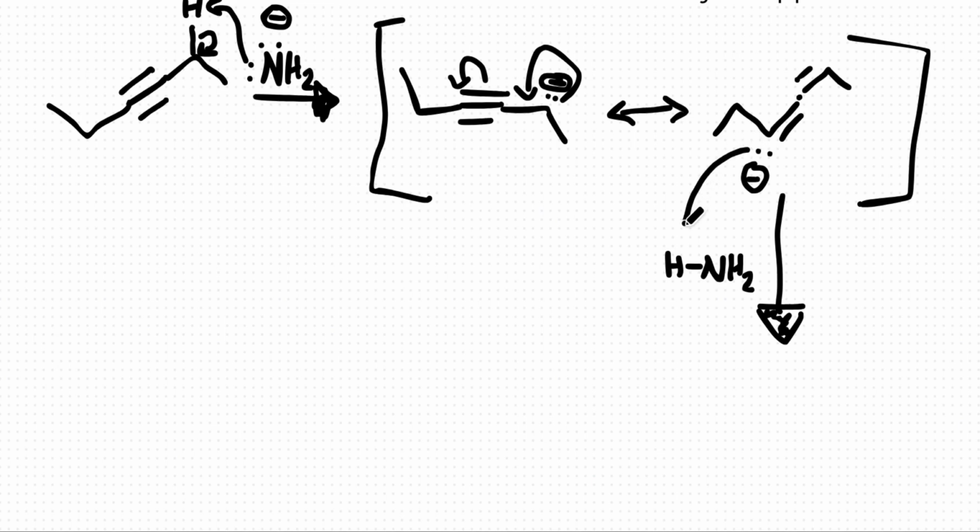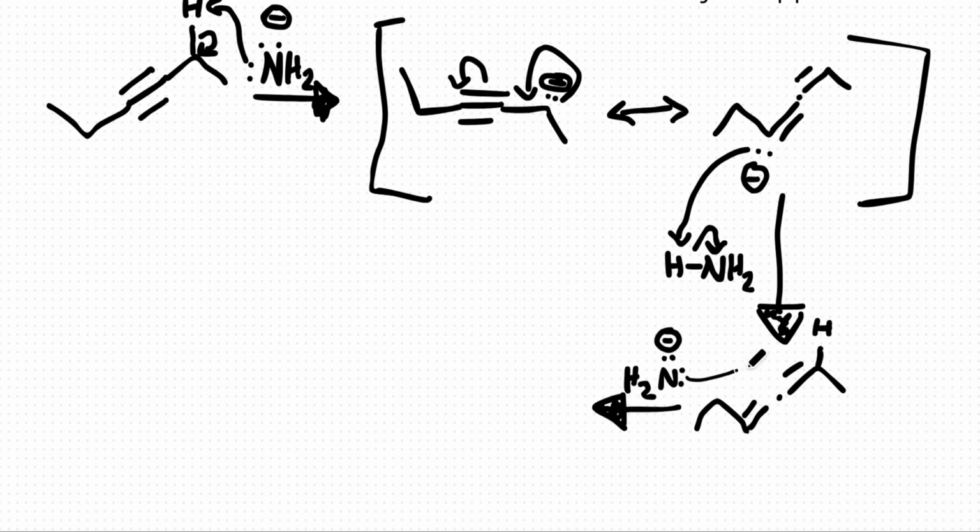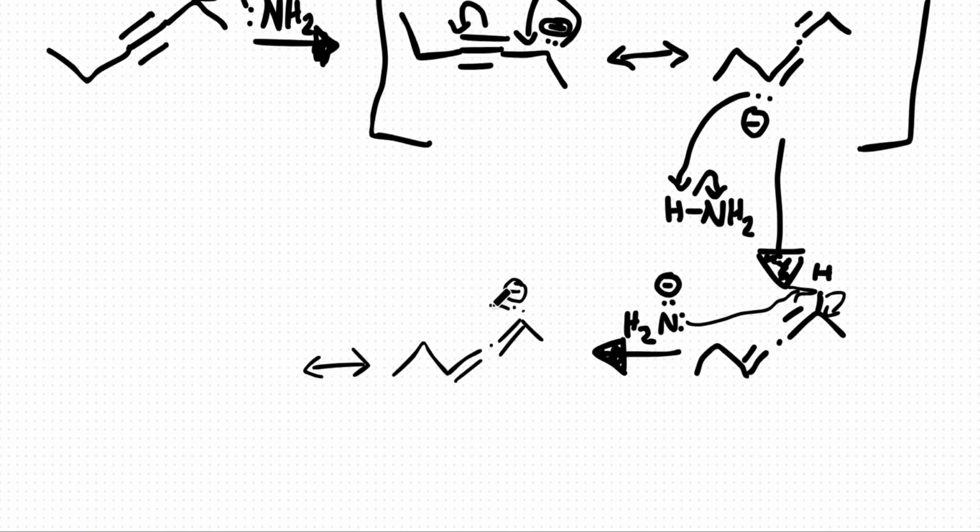The lone pair then comes in and steals a proton from the ammonia, giving us this product. The newly formed amide comes in and steals this proton here, just depositing the lone pair on this carbon, giving us this product. This product is in resonance via this, giving us this product.